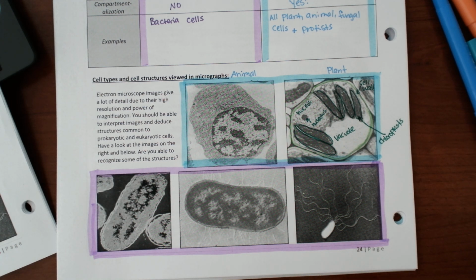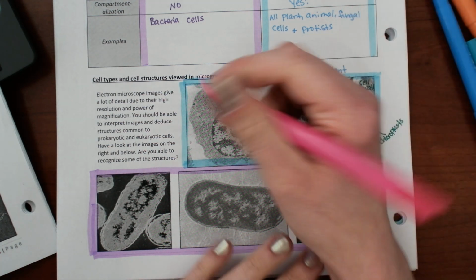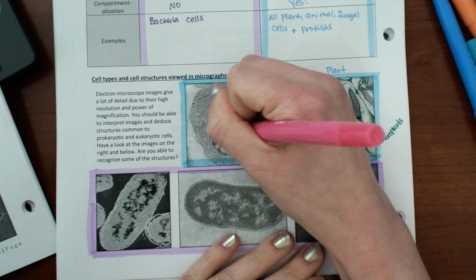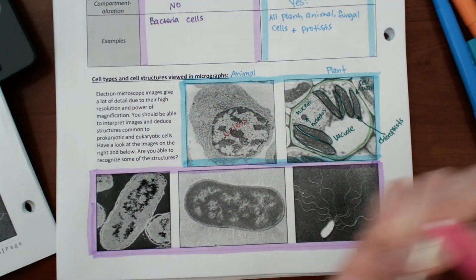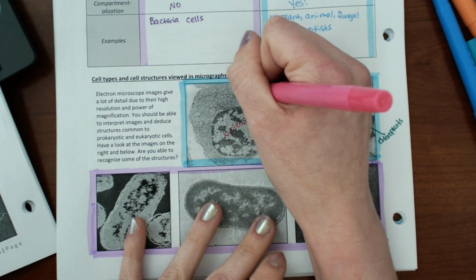And then your animal cell, there's less to see, just because animal cell structures tend to be smaller. But you have your nucleus. There she is. You have your cell membrane.